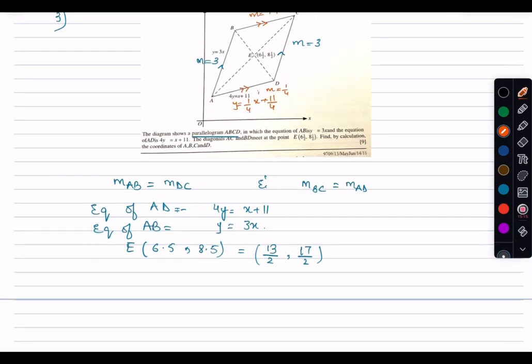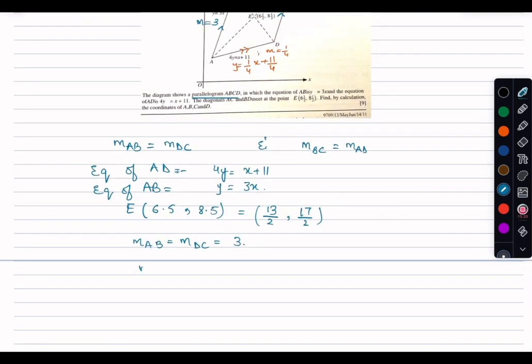So let's write the data here properly. The gradient of AB is equal to the gradient of DC, and this comes out to be 3. And we have the gradient of AD, which is equal to the gradient of BC, and this is equal to 1/4 here.